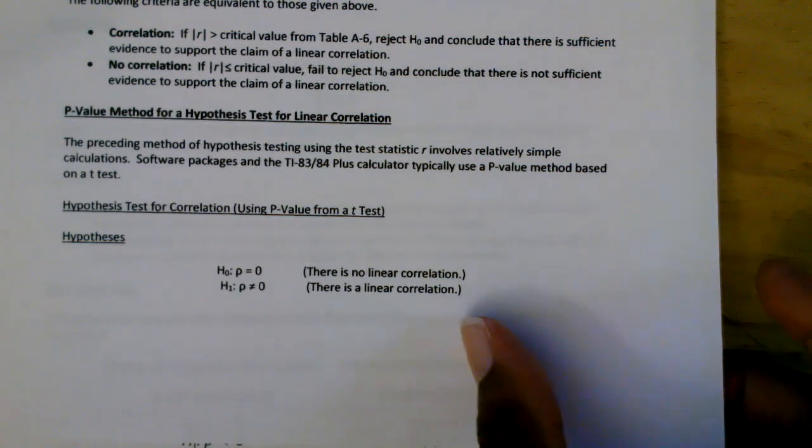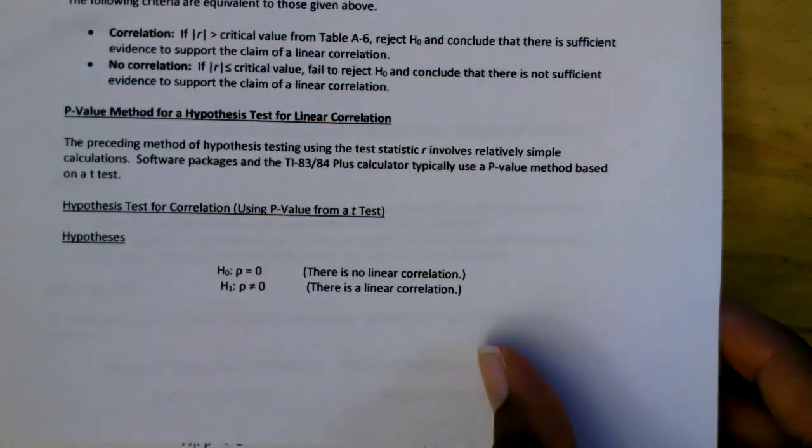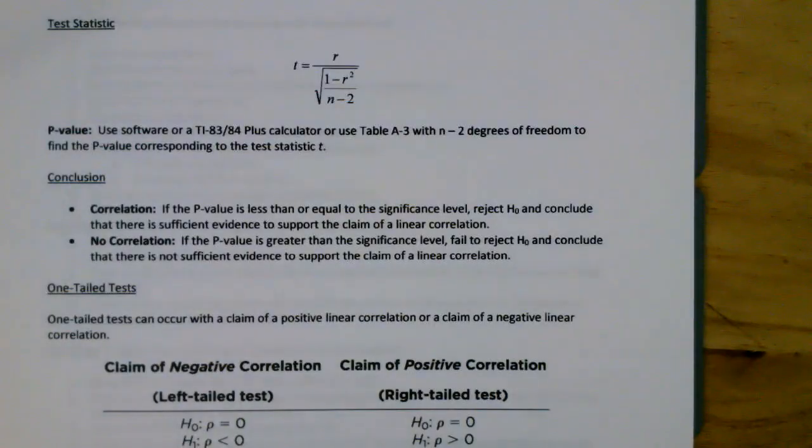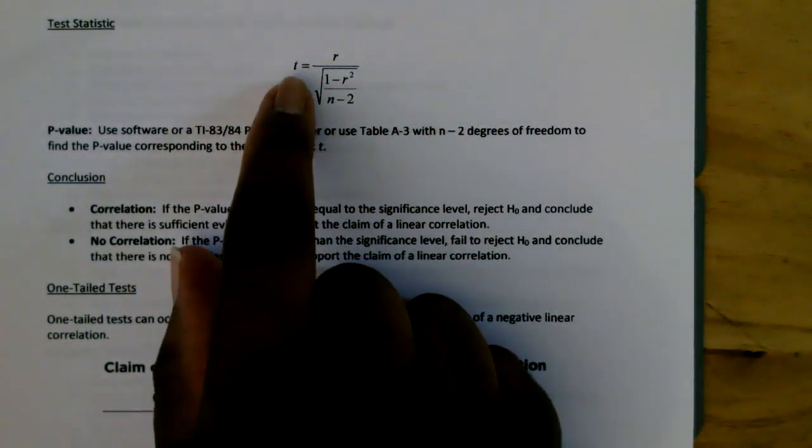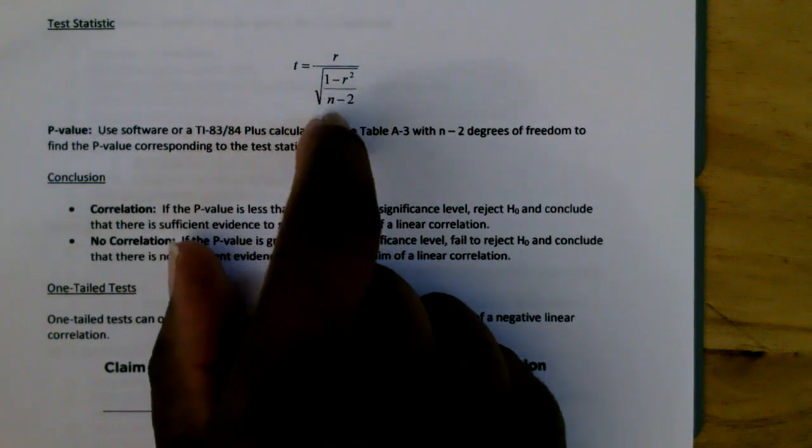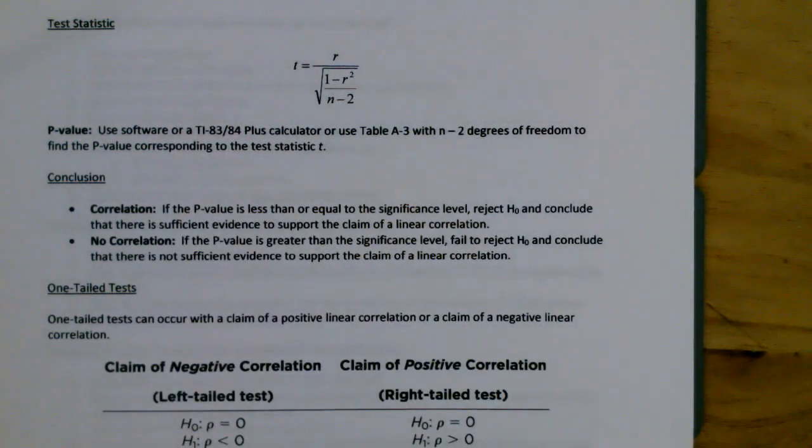And as you can see here, this is pretty much the same that I just mentioned. But here, the test statistic, if you were using a t-test, it would be this. But again, we're using the TI 83 or 84 plus calculator for all of that.